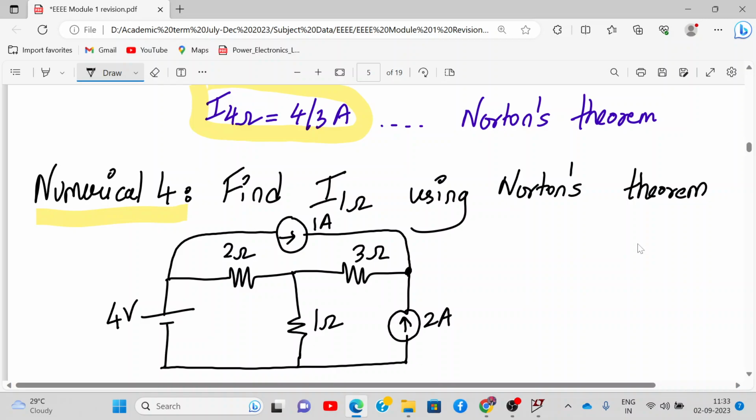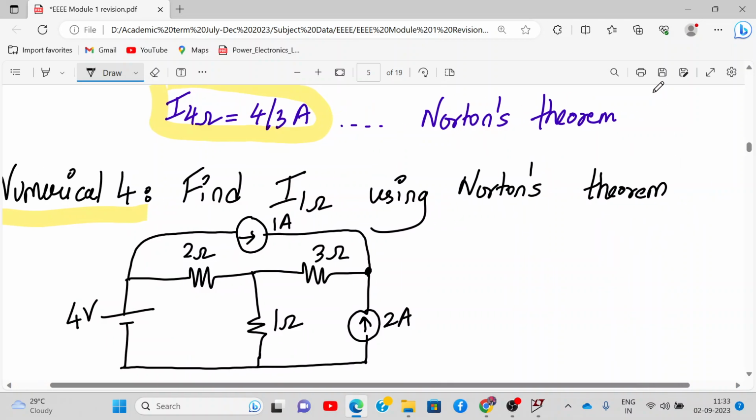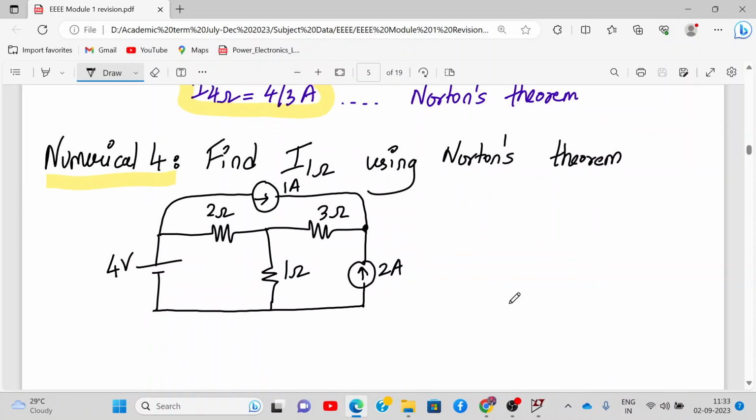Are we ready? Yeah? Have you drawn the diagram? Yes, sir. Alright. So which is RL? 1 ohm, right? So this is RL and this is points A and B. So let's start.